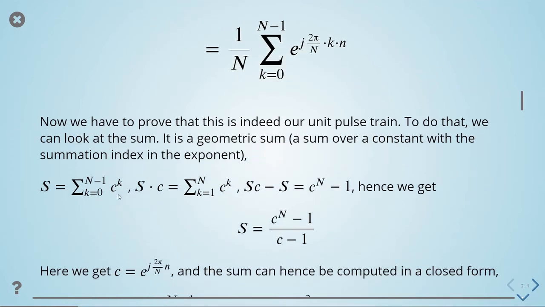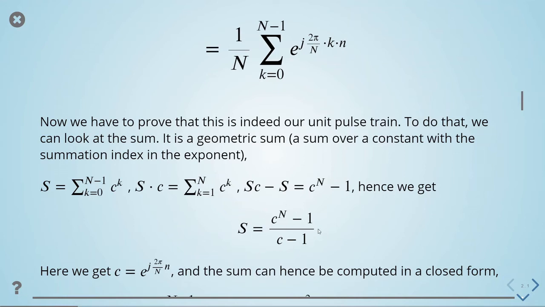So let's remember the geometric sum. We have the summation of an exponential c to the power k, going from k equals 0 to N minus 1. What we can do is check what happens when k goes from 1 to N instead of from 0 to N minus 1, and then we get s times c. So we have this here. Now if we take s times c minus s, we get that s times c minus s is equal to c to the power of N minus 1, and then to find s, we divide. Putting s in evidence, we get this thing here.